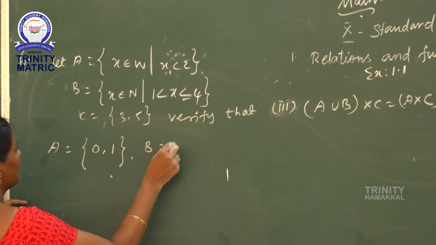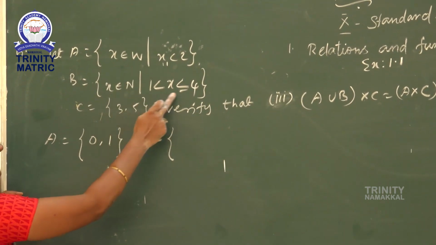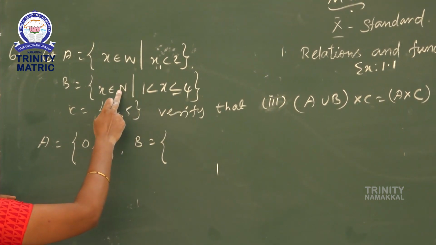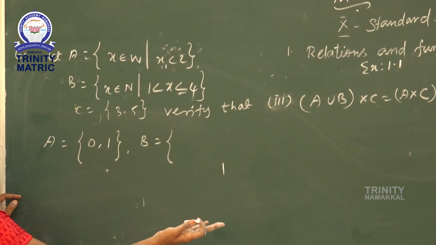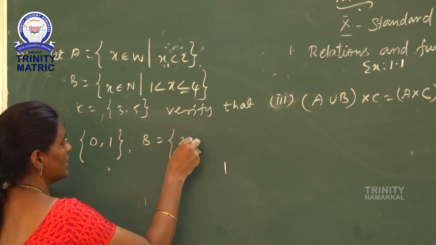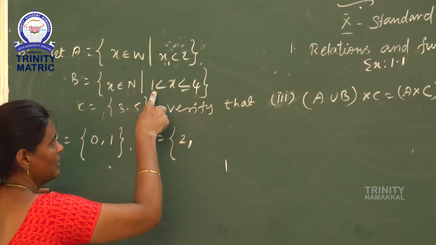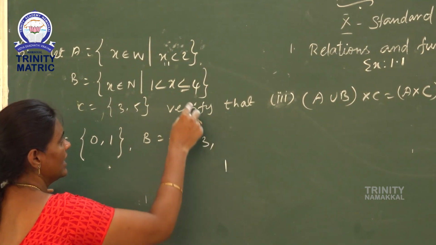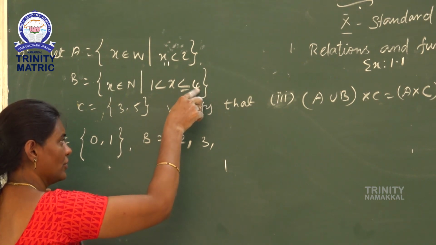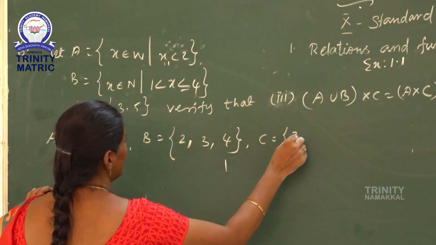What is the set B? X belongs to natural numbers. X is a natural number. The interval is given: the natural number is greater than 1 and up to 4. Greater than 1 means we won't take 1, so what is the next number after 1? 2, 3. Here x is less than or equal to 4, so we take the number 4. So what is the set C? 3, 5.